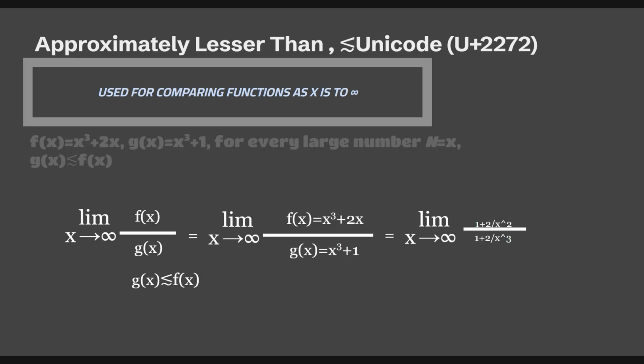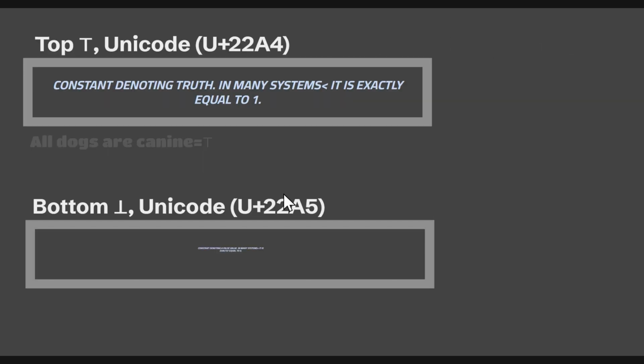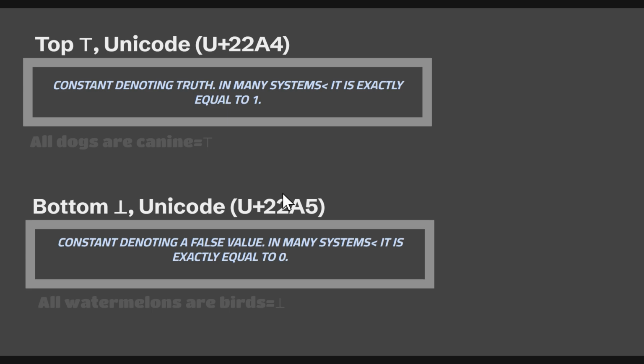Approximately lesser than is the opposite of the aforementioned definition. Top is a symbol that looks like a T. It is a constant denoting proof, and in Boolean algebra it is exactly equal to 1. For example, all dogs are canine is equal to top.